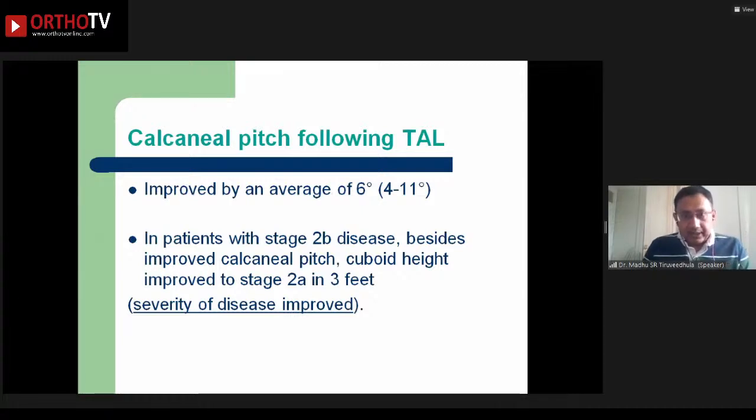Again, if you look at the calcaneal pitch, it's improved by an average of 6 degrees. The earlier we see them, the more calcaneal pitch improvement we see. But more importantly, in some patients, especially in 2B, when the disease has already progressed, if you do tendo-Achilles lengthening, the disease process improves. So stage 2B becomes stage 2A in 3 feet, we've seen that.